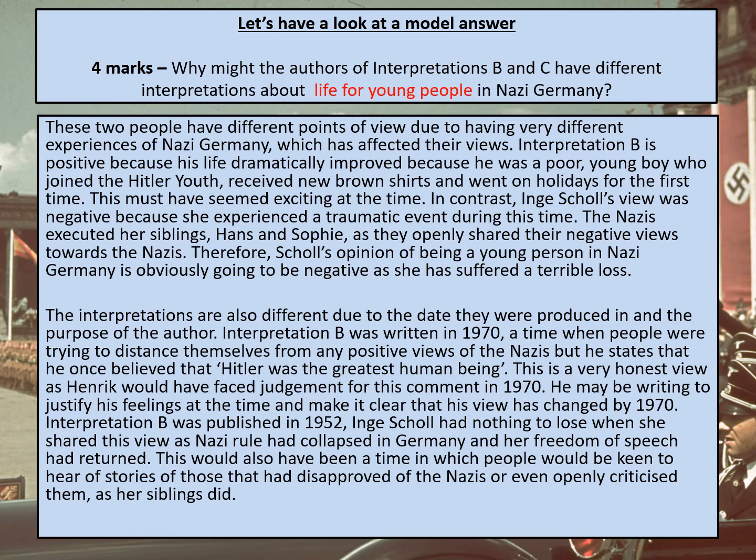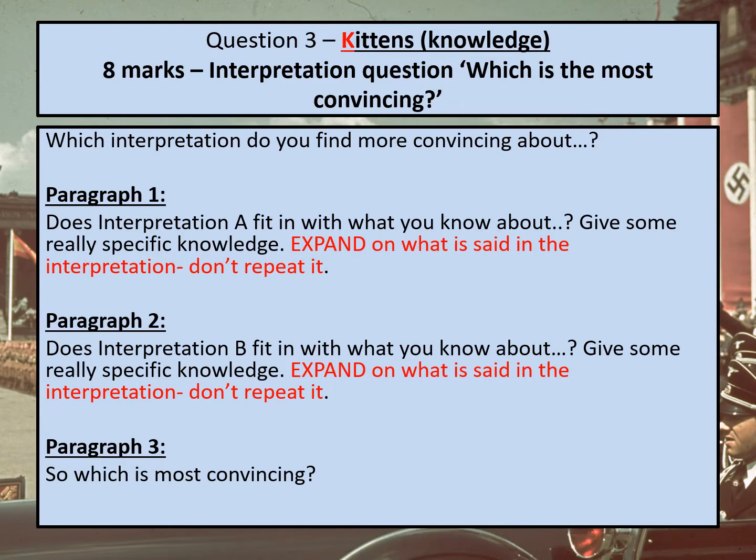Okay, so that basically gives you a key example of how to write a question 2. Let's now move on to question 3. Okay guys, we're now moving on to question 3. This is the knowledge part of our paper, and this is about knowledge. This question is always a 'which is the most convincing'. So they will give you the 2 interpretations and you've got to say which one you are most convinced by.